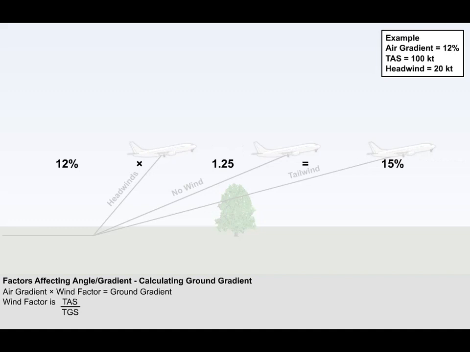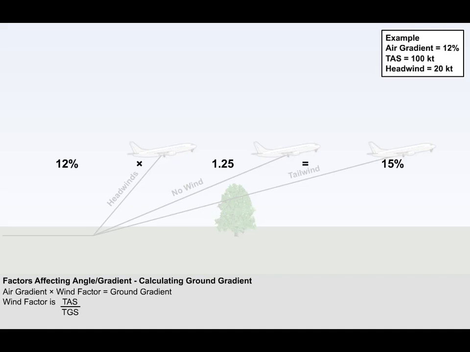Multiplying the air gradient of 12% by the factor 1.25 will give a ground gradient of 15%. If the example were a tailwind, the air gradient would be multiplied by the wind factor, which would decrease the ground gradient.